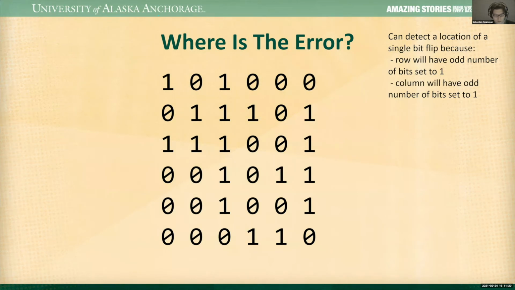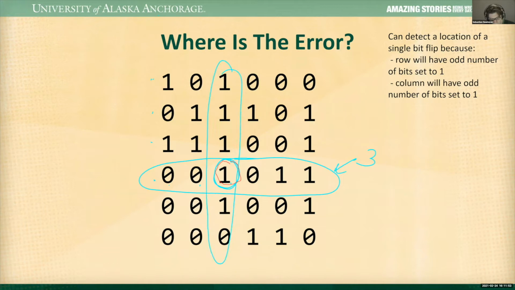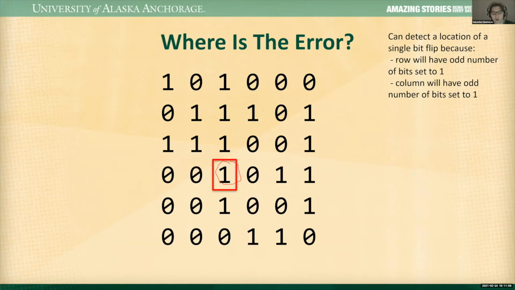Someone's saying the fourth column or the fourth row. So fourth row, okay, yeah, someone circled it right here. And so that's exactly right. It's in the fourth row and the third column. And why is that? Because this row has 3 parity bits and this column has 5 parity bits, and 5 and 3 are both odd. And so you know that that bit has been flipped. It's not right.